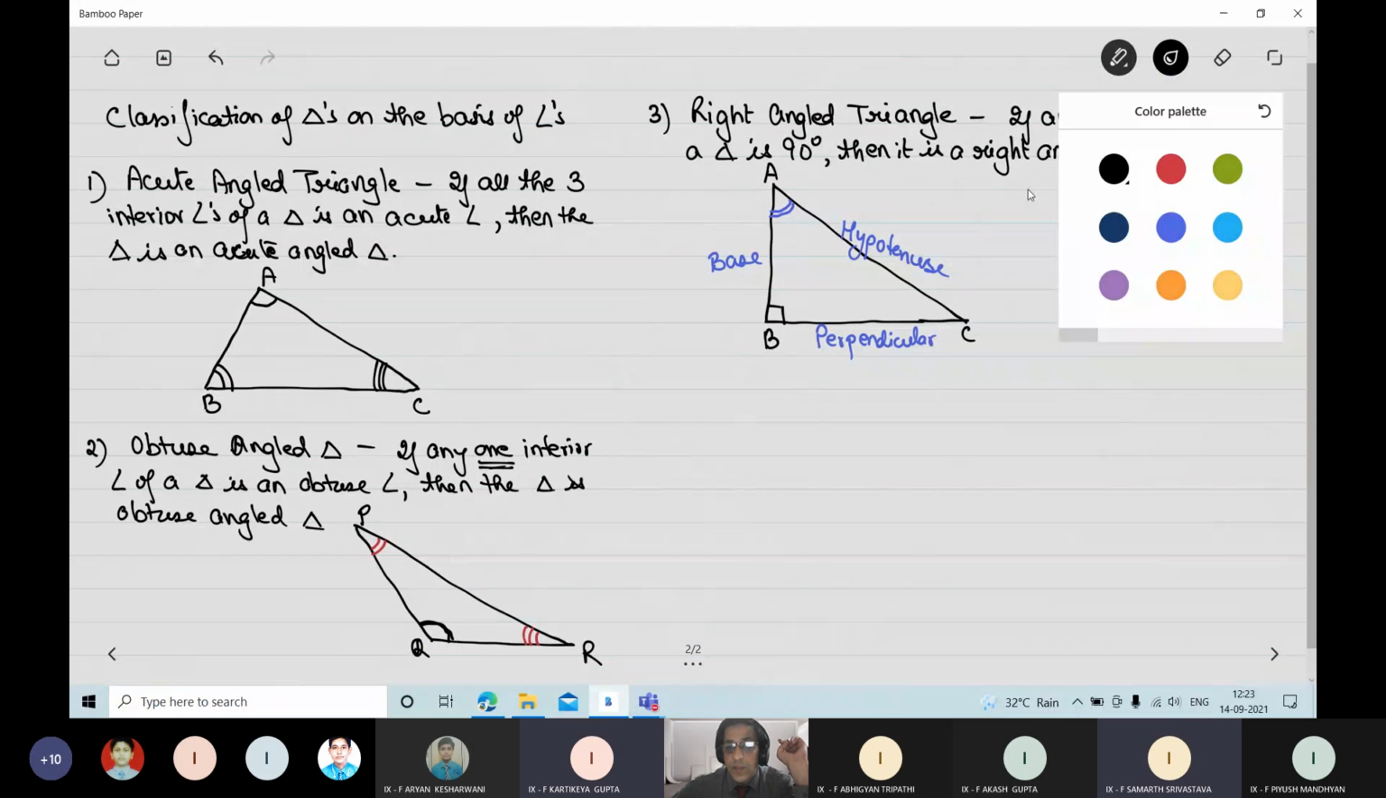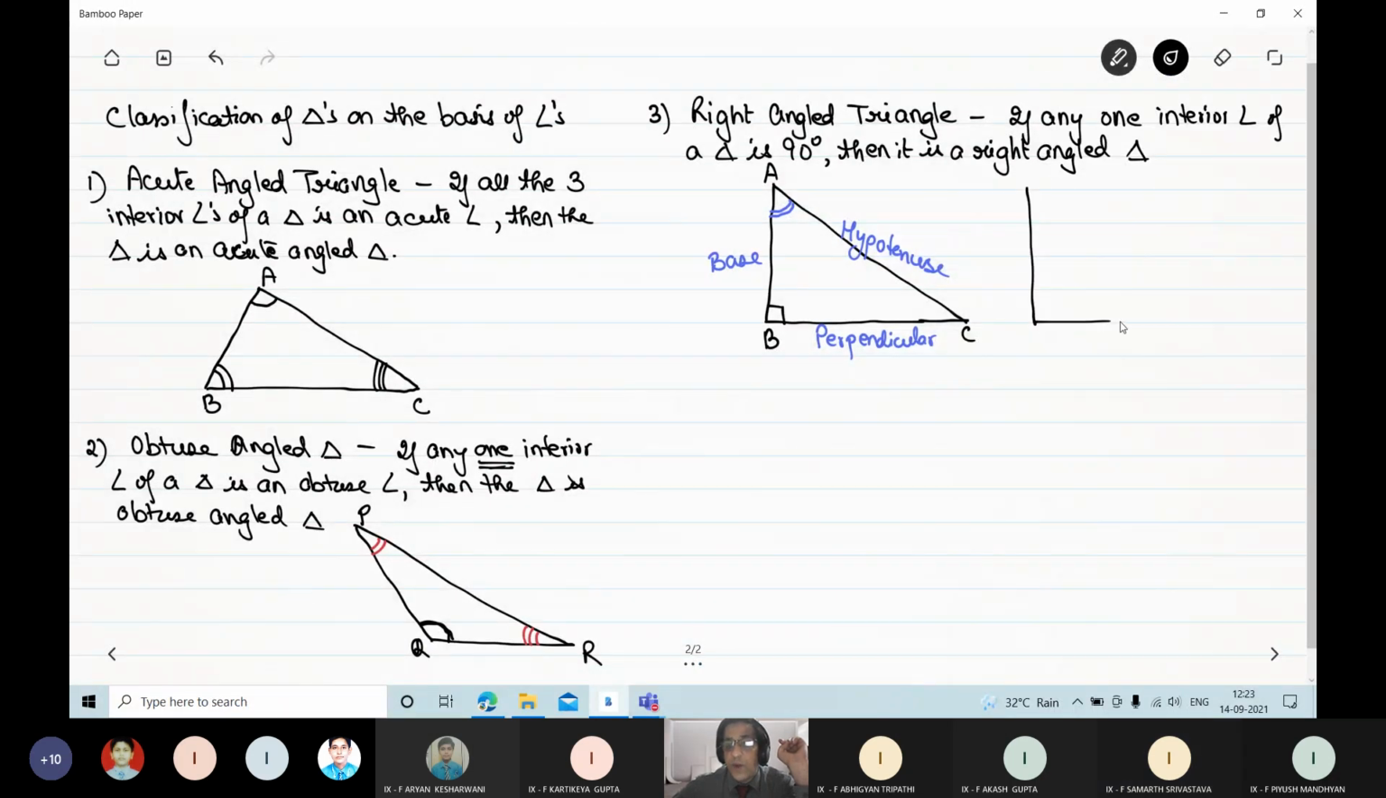And in the same triangle, if I'm looking at it from angle C, this is A, B, and C. The hypotenuse does not change because it is the side opposite to the right angle. But if I'm looking from angle C now, AB becomes the perpendicular and BC becomes the base. So we cannot say which side is the perpendicular and which is the base unless it is given to us from where we are looking at that particular right angle triangle. Okay, so please keep this in mind.